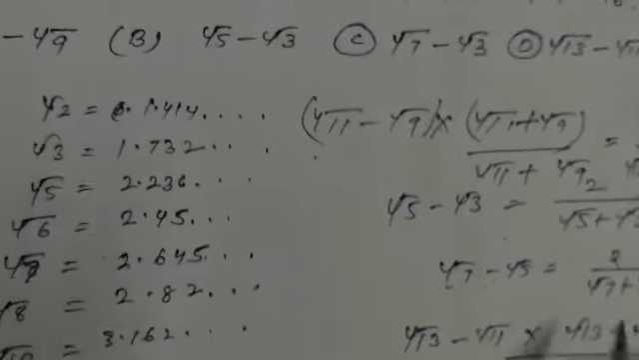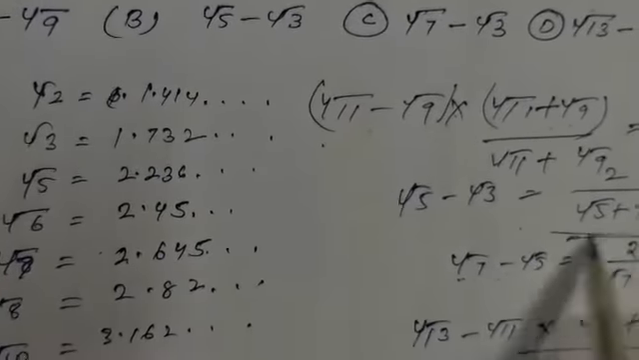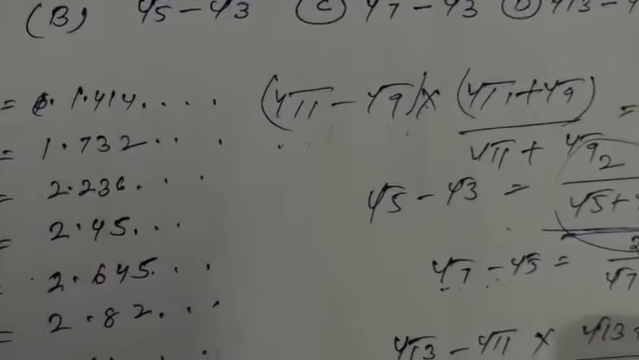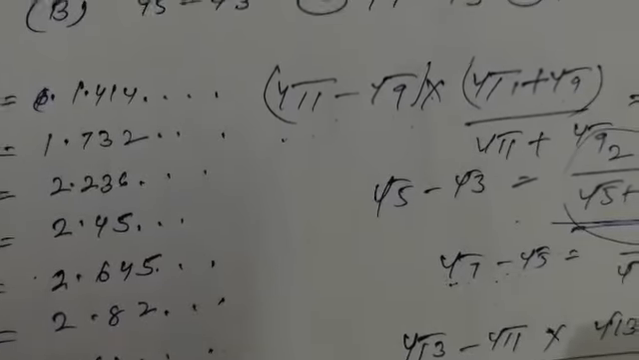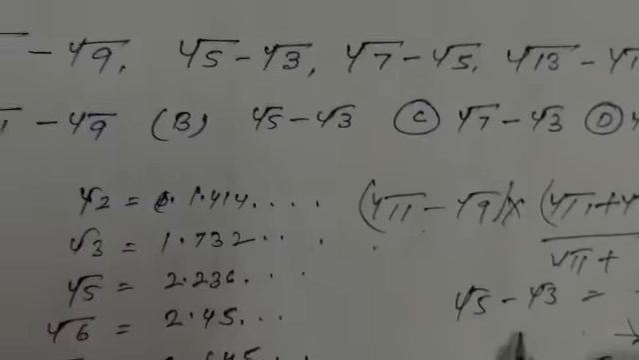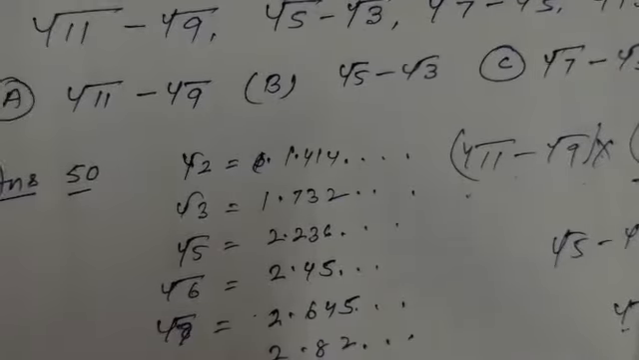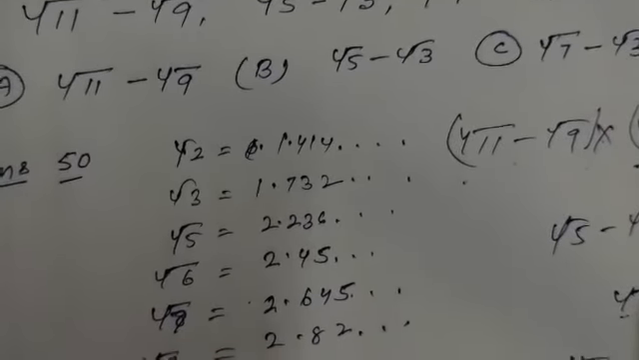In this, root 5 plus root 3 is the smallest value. So 2 upon root 5 plus root 3 is the biggest one. Clear? Root 5 plus root 3 is the least value, so this is the highest value. So therefore root 5 minus root 3 is having the highest value.